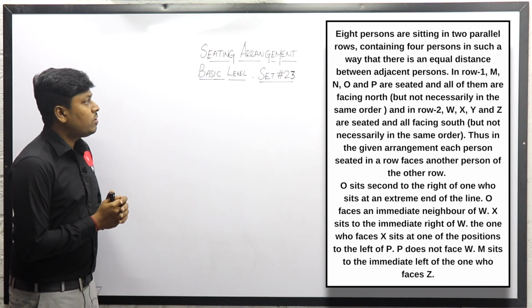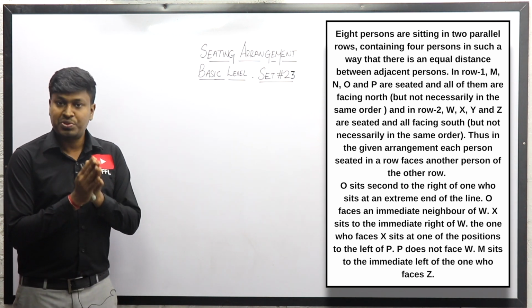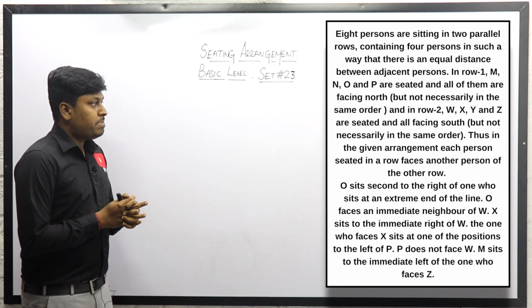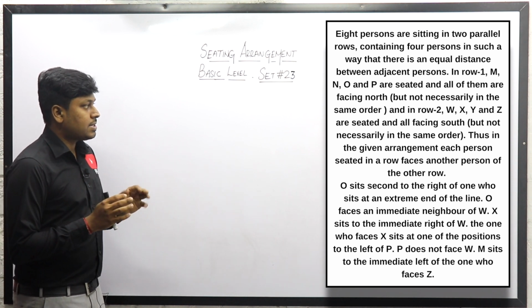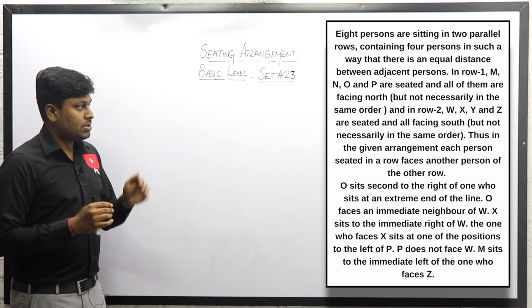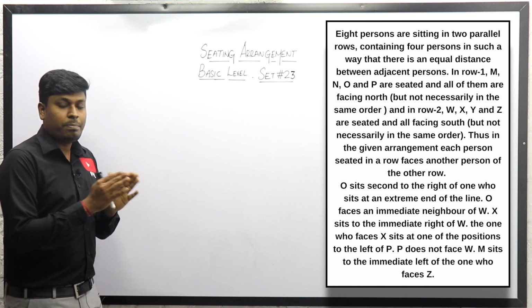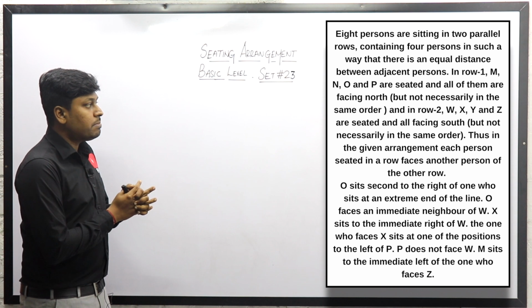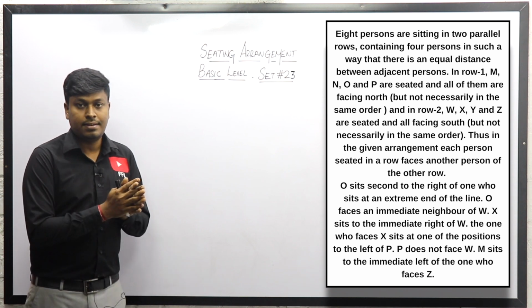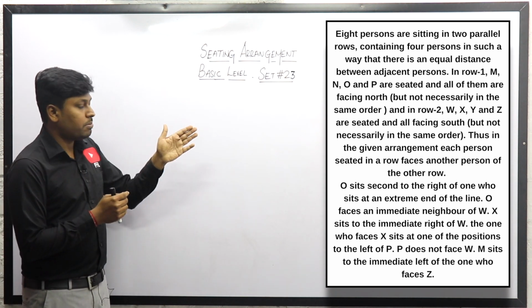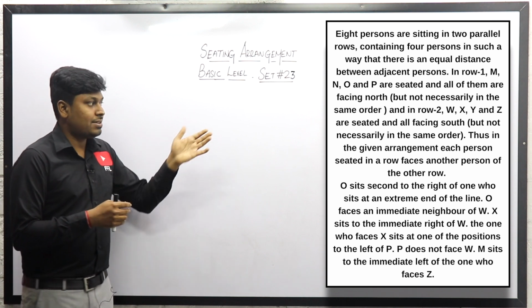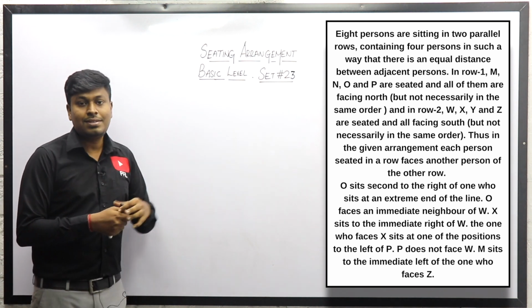Now let me move on to basic level arrangement number 23. 8 persons are sitting in two parallel rows containing 4 persons in each. In row number 1, M, N, O, P are sitting. Similarly in row number 2, W, X, Y, Z are sitting. The persons sitting in row number 1 are facing north, and all the persons sitting in row number 2 are facing south.